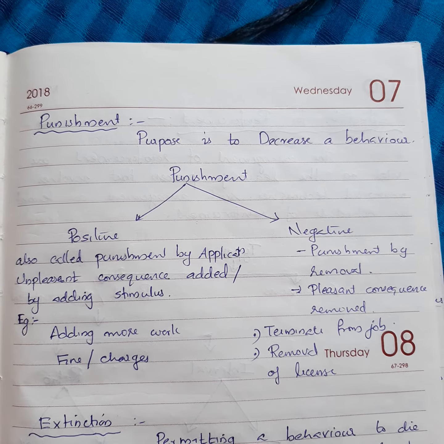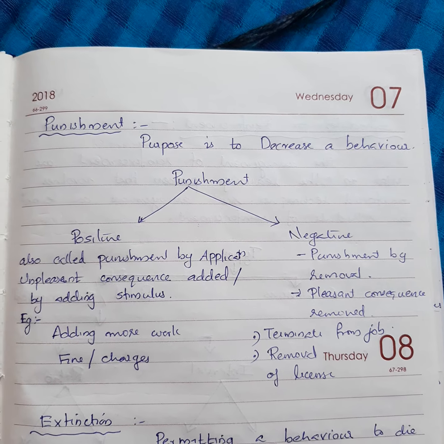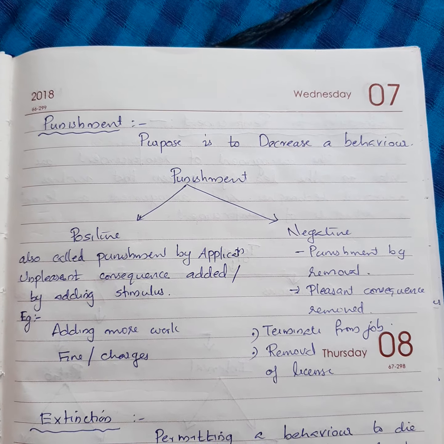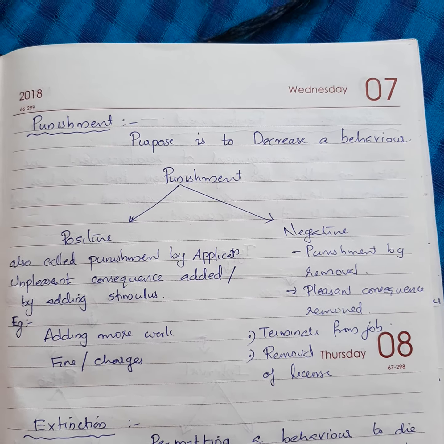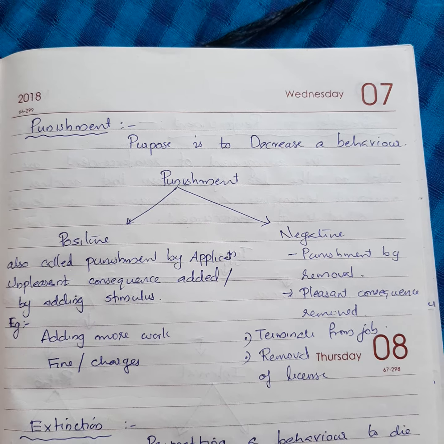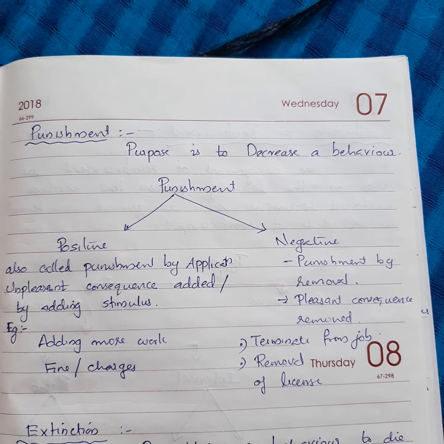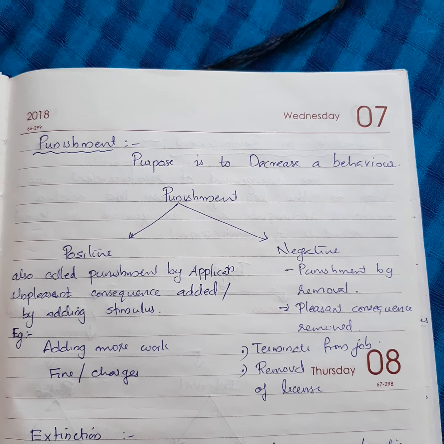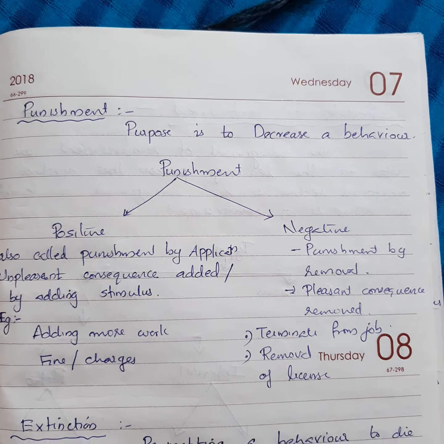Positive punishment is an unpleasant consequence added by adding a stimulus. Example, adding more work, fine or charges. But in the case of negative punishment, a pleasant consequence is removed. Examples are termination from job, removal of license, etc. These are considered as negative punishment.